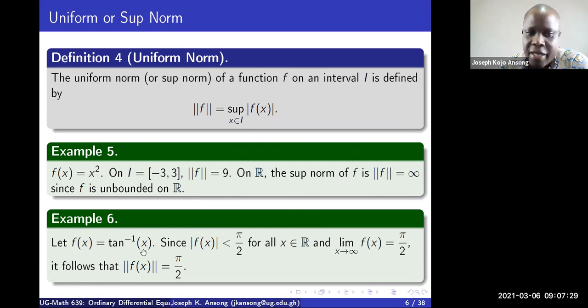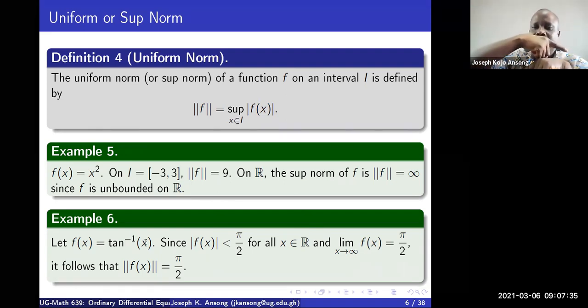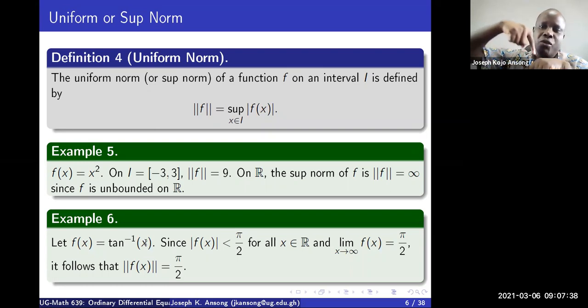Let f of x be the tan inverse of x. Remember, the tan inverse of x starts from, if you like, minus pi over 2, and then all the way asymptotes to pi over 2. So it's bounded between negative pi over 2 and pi over 2.